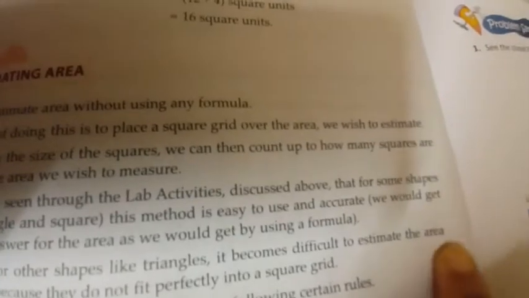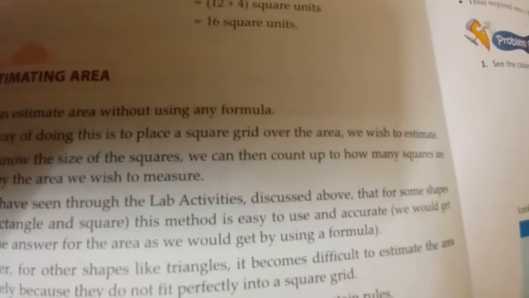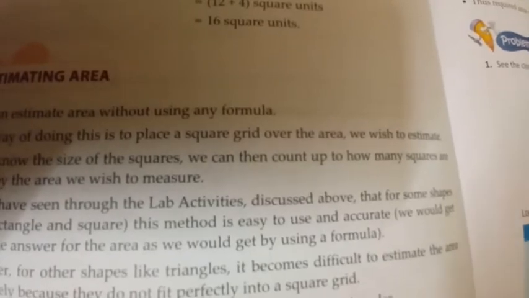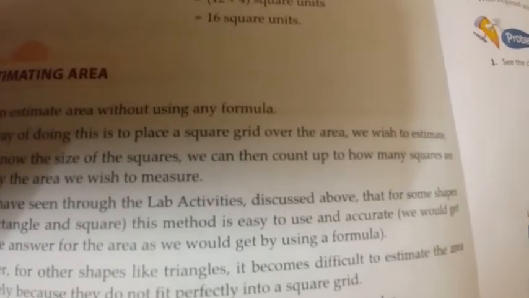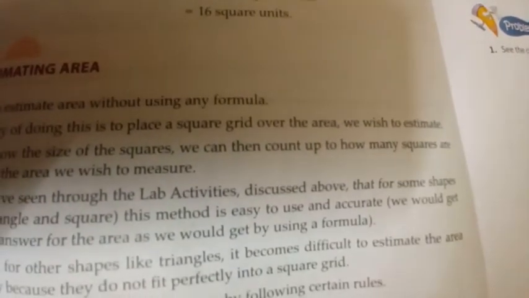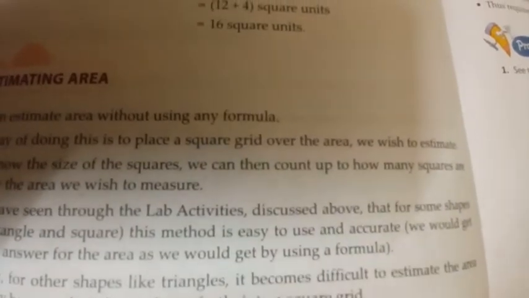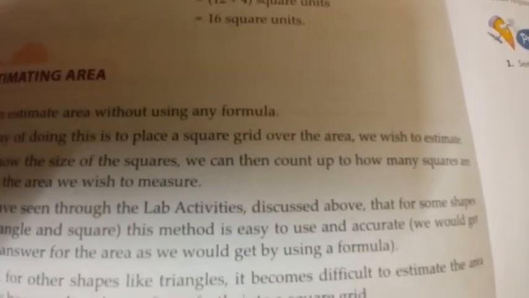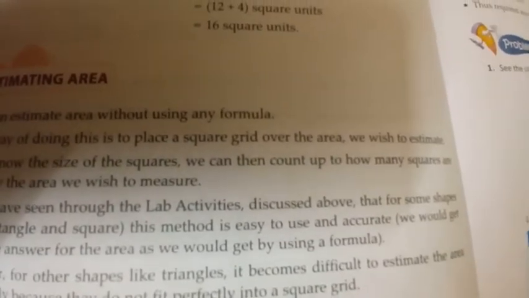However, for other shapes like triangles, it becomes difficult to estimate the area accurately. Because not only are there complete squares, there are also incomplete squares in that shape. So that's why it is very difficult to estimate the area accurately, because they do not fit perfectly into a square grid. This triangle shape does not fit perfectly into a square grid, so it is very difficult to estimate the area accurately.